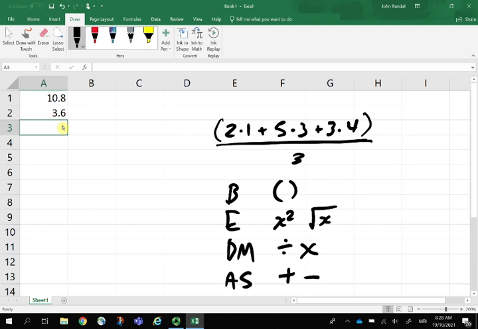We can do other things. 2.1 plus 5.3 plus 3.4 squared. So to get an exponent, we use that little hat, which is sitting on the 6 button. So we're squaring that and dividing by 3. Essentially, we'd be evaluating this expression. So I'm putting the square there. And Excel handles that beautifully. It first evaluates the bracket, then the exponent, then the division. And what have I done? I've forgotten the equals.